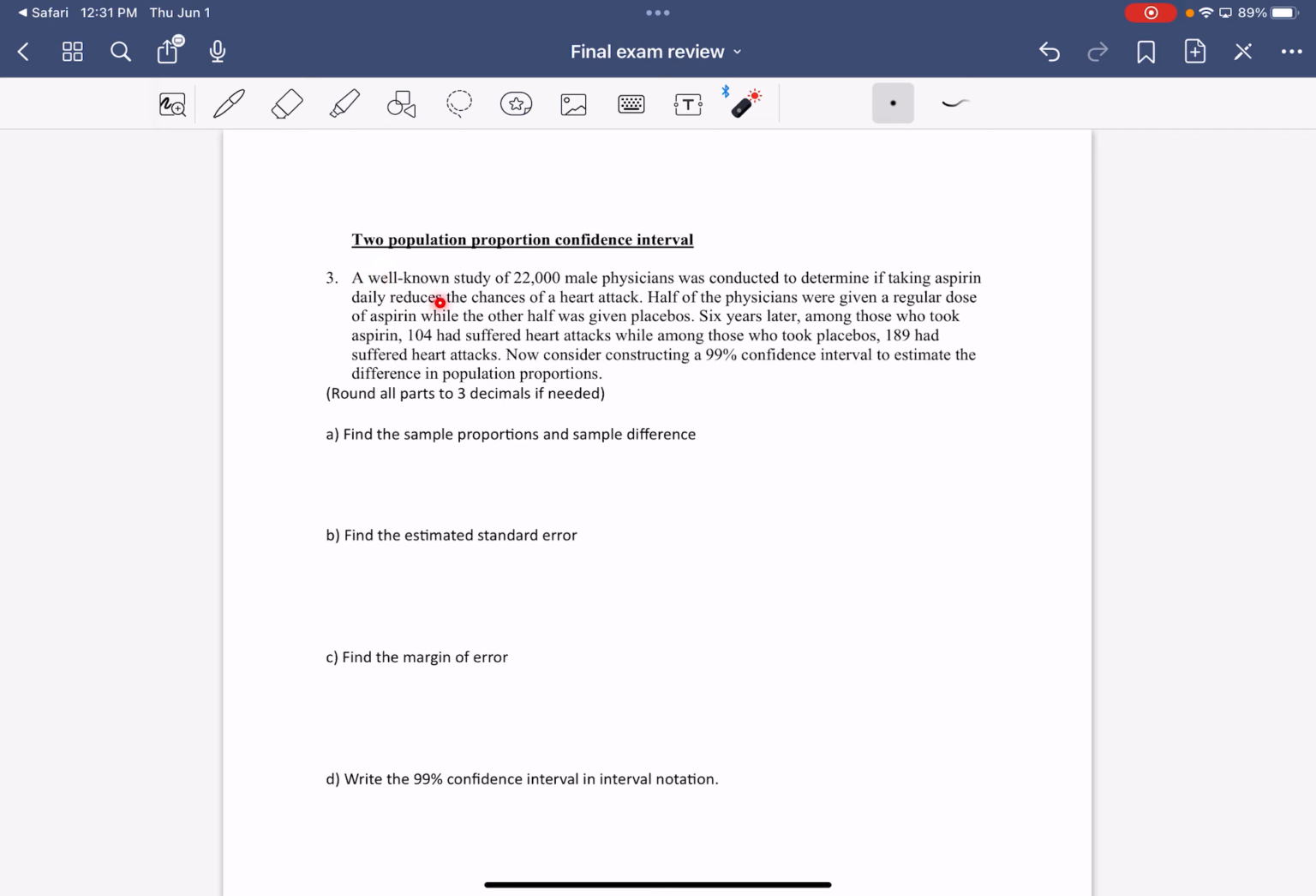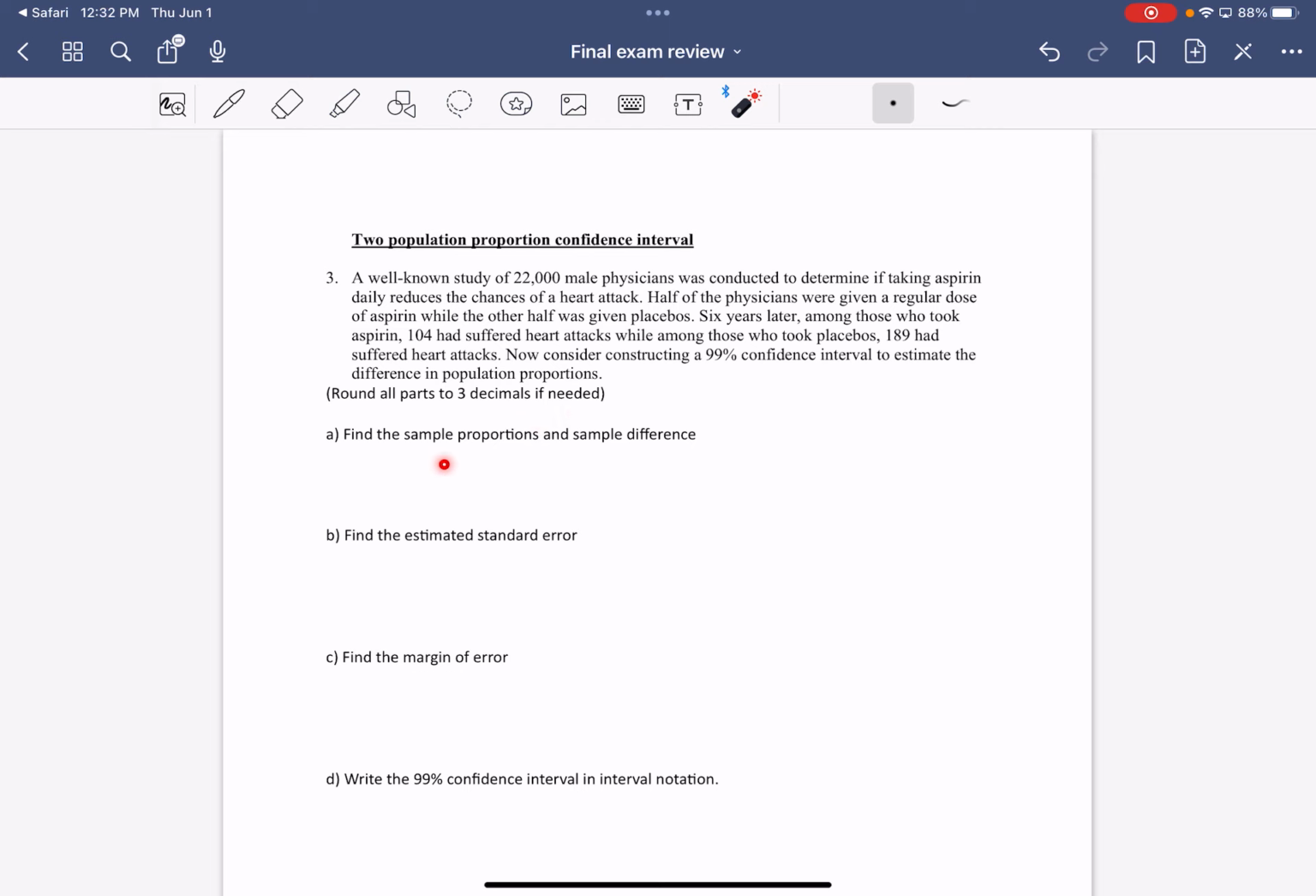Okay, so a well-known study of 22,000 male physicians was conducted to determine if taking aspirin daily reduces the chances of a heart attack. Half of the physicians were given a regular dose of aspirin, while the other half was given placebos. 6 years later, among those who took aspirin, 104 of them had suffered heart attacks, while of those who took placebos, 189 had suffered heart attacks. Now consider constructing a 99% confidence interval to estimate the difference in population proportions. Round all parts to 3 decimals if needed.